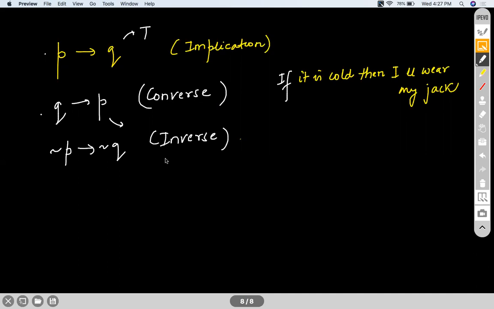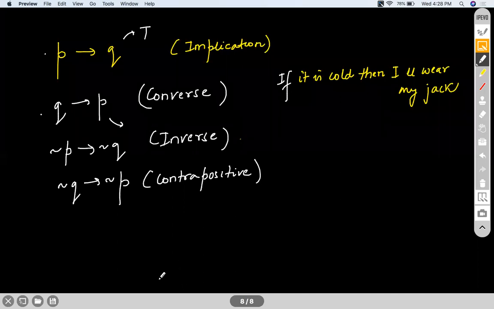Now the third one is what we call if not Q, then not P. You can call it the inverse of the converse, which we call the contrapositive of this implication. So if I have to write a contrapositive for this statement, what will I say? If I don't wear my jacket, that means it is not cold. Are you getting my point? Now, just a question up front. Which of these three means the same thing as the statement itself?